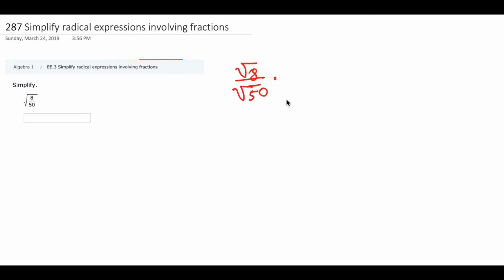I did the square root of 8. All right, which is what? 2 root 2. All right, then what? And I did the square root of 50. Which is what? 5 root 5. That's not right.